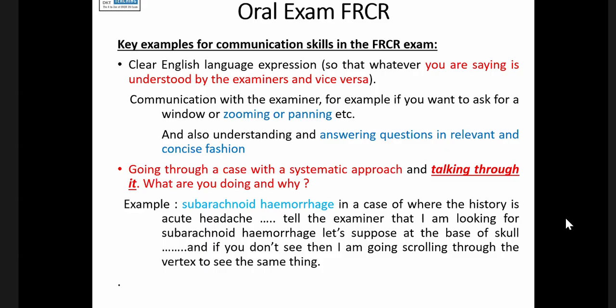Talking through the case, just think like this: you are in the department and the surgeon comes and says that I'm very worried about this. Can you tell me what is happening? And you are talking through the case with the surgeon, that this is the colon and you can see there is a thickening. I can see a perforation here. I can see that. And of course, it's an exam, so keep talking, keep talking. So this is the method to communicate with the examiner and show them good communication skills.